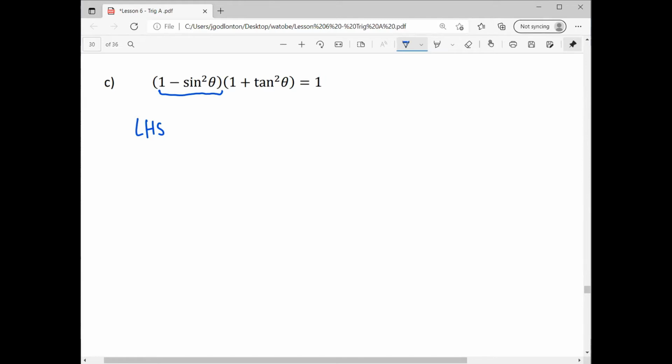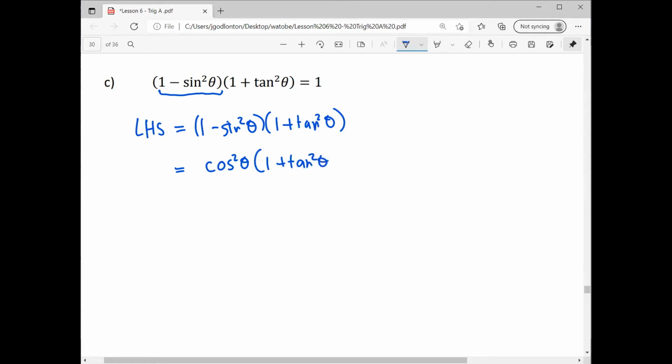Okay, so if I'm looking at that left-hand side, what could 1 minus sine squared theta equal? Cos squared theta. Yes, good. That is equal to cos squared theta. So if I'm working with my left-hand side, I'm just going to write out my first line, and I know that this whole first bracket is equal to cos squared theta.